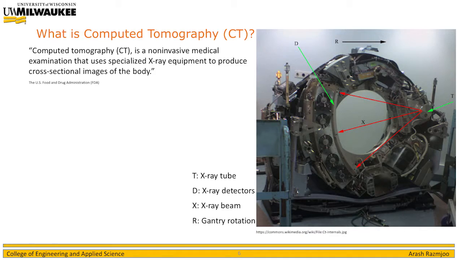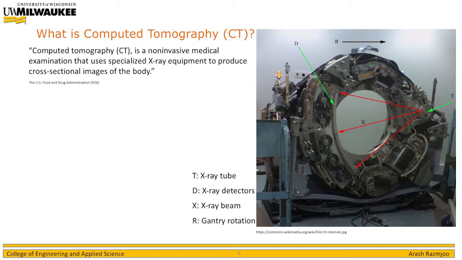Now let's have a quick look at what computed tomography, or CT, is. This is a non-invasive medical examination that uses specialized X-ray equipment to produce cross-sectional images of the body, based on the FDA definition. You can see here an uncovered CT device, and here you can see the X-ray tube. Opposite to that, you can see the row of detectors, and this is called the gantry.